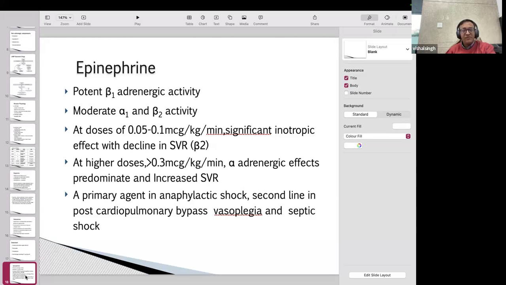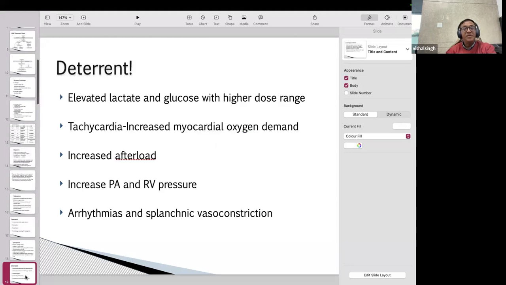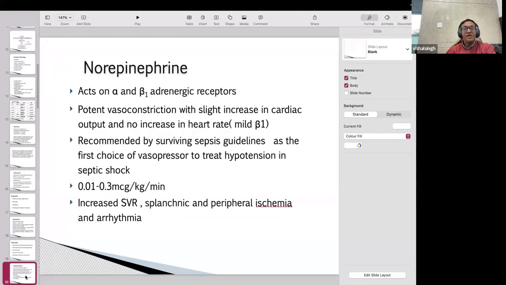And so epinephrine, as we all know, is a primary agent in anaphylactic shock, and second line in post-cardiopulmonary bypass vasoplegia and septic shock. Now, epinephrine can precipitate hyperglycemia and, along with that, elevated lactate. Also, because of its vasoconstrictor effect, this can get exacerbated. I just discussed tachycardia. It increases the afterload, especially if you cross 0.15 and 0.1. And obviously, it increases the pulmonary artery pressure and also the subsequent RV pressures. Arrhythmias can be a secondary consequence, besides splanchnic vasoconstriction.